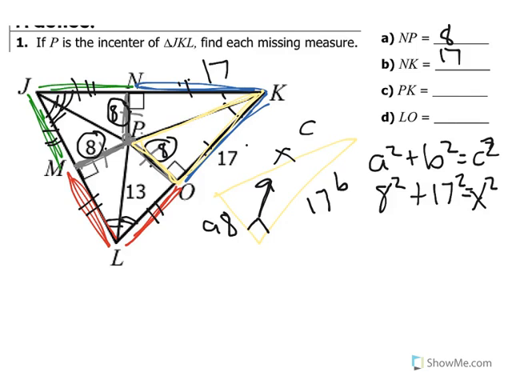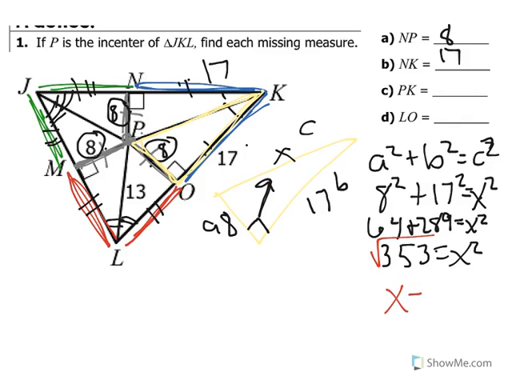So 8 squared gives us 64, plus 17 squared is 289, equals x squared. So we're looking at 353 equals x squared. Now we've got to take the square root. So the square root of 353, we get x to equal 18.8.